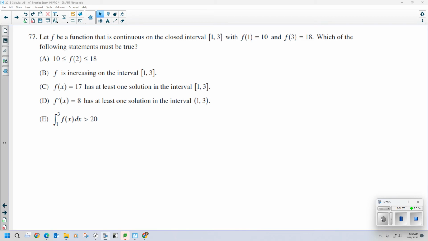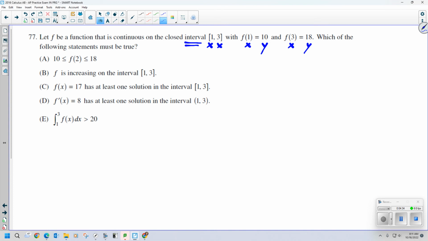77 reads, let f be a function that is continuous over the closed interval from 1 to 3, with f of 1 equaling 10 and f of 3 is 18. So right away, I always tell my students, when you see this, this is a coordinate. When x is 1, y is 10. When x is 3, y is 18. These are both x values. That's the interval. All right?